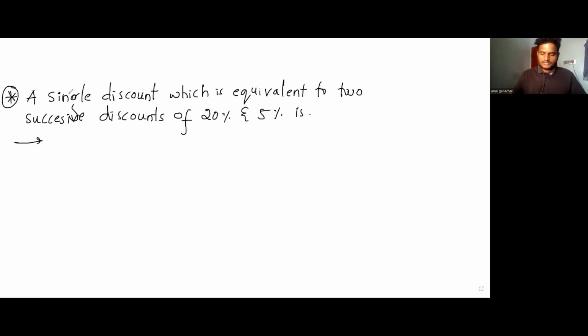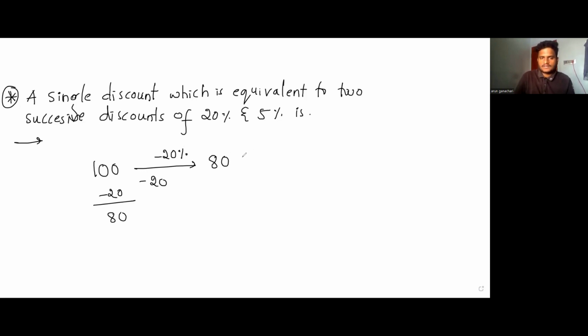How to solve this? Discount means minus. So if we imagine it to be 100 rupees minus 20%. What is 20% of 100? 20. So from 100, if I subtract 20, it will become 80.